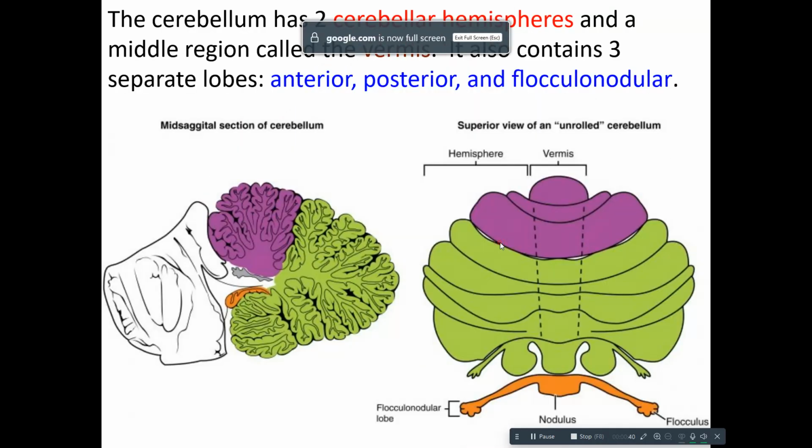So let's talk a bit about that cerebellum. It actually has two hemispheres. We see a hemisphere on one side, a hemisphere on the other side, as well as a vermis in between them. It also has three nodes. It has an anterior node, a posterior node, and this little guy called a flocculonodular node. So three basic nodes to it.